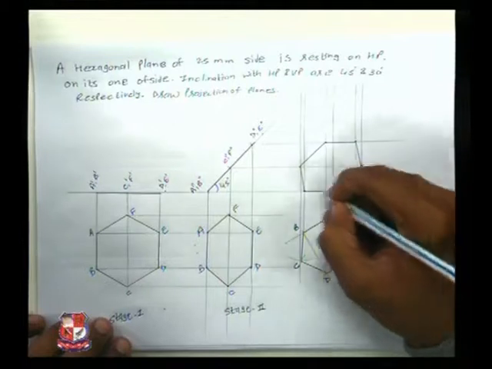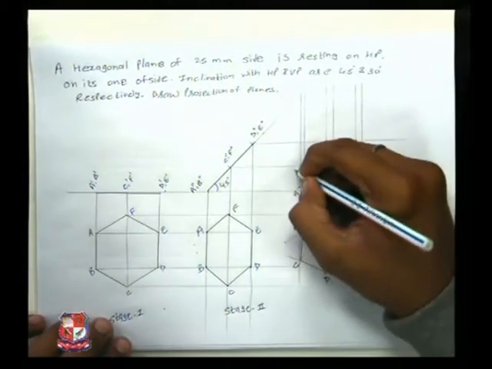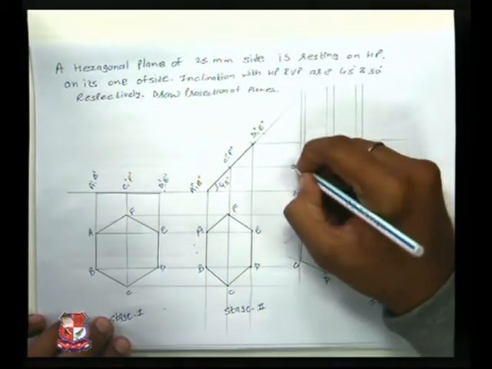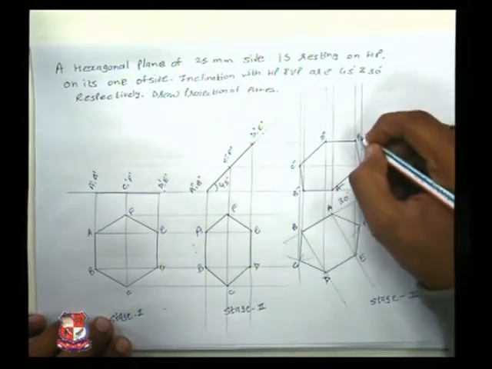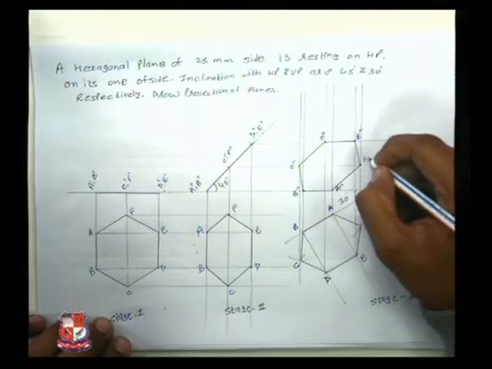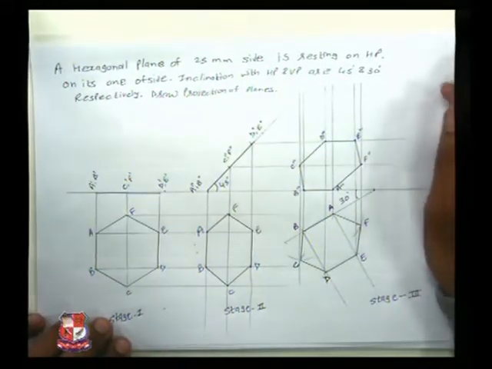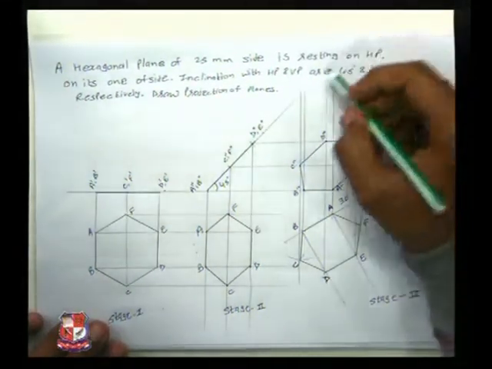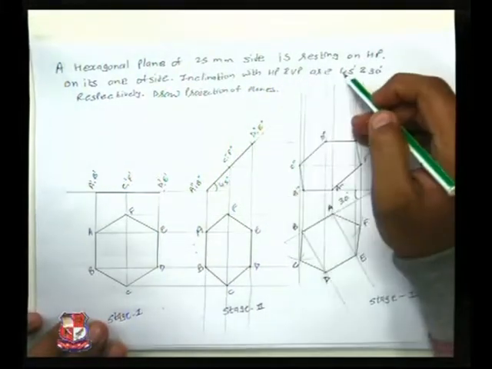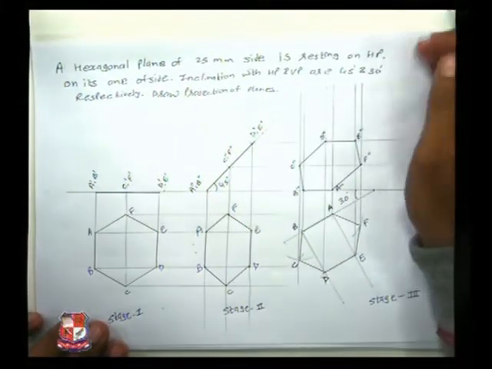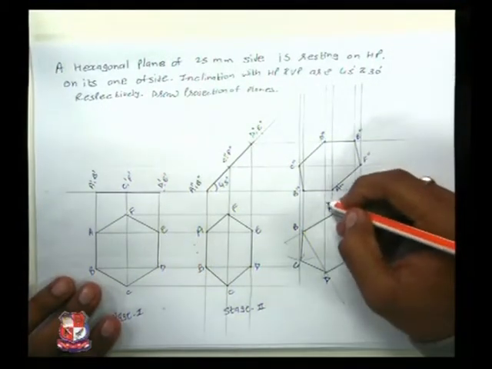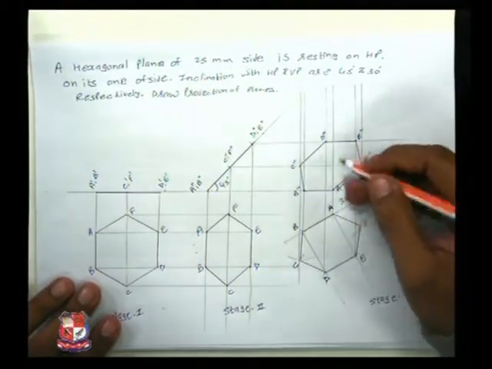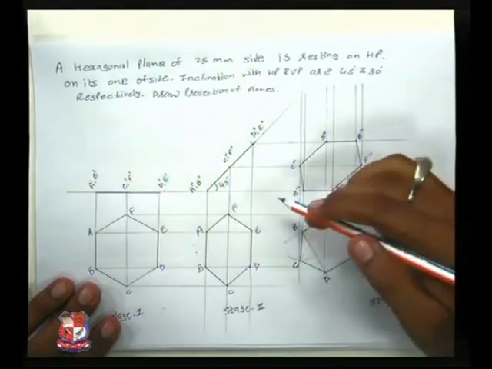A triple dash, B triple dash, C triple dash, D triple dash, E triple dash and F triple dash. As you can clearly see, it has been said that a side is resting on the HP. We have seen in the projections of a line and projections of a point that if anything is on HP or VP, that lies on the XY line.